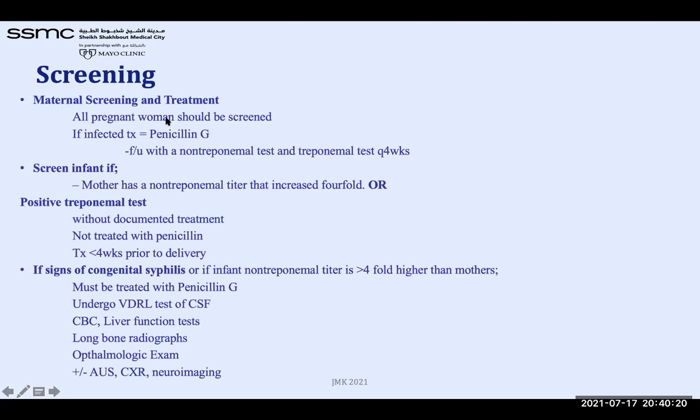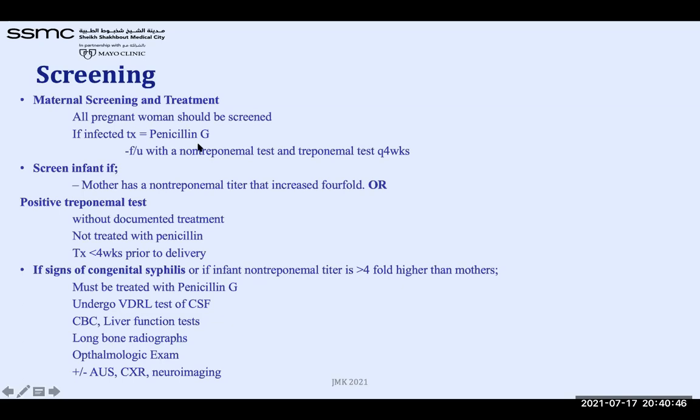Maternal screening and treatment. All pregnant women should be screened. This is the recommendation in USA. The recommendation here in UAE is different, because they think that sexually transmitted diseases are not that very common here in UAE. So here it is not recommended for all pregnant women. But in Pakistan, I think we should do the screening for all women.